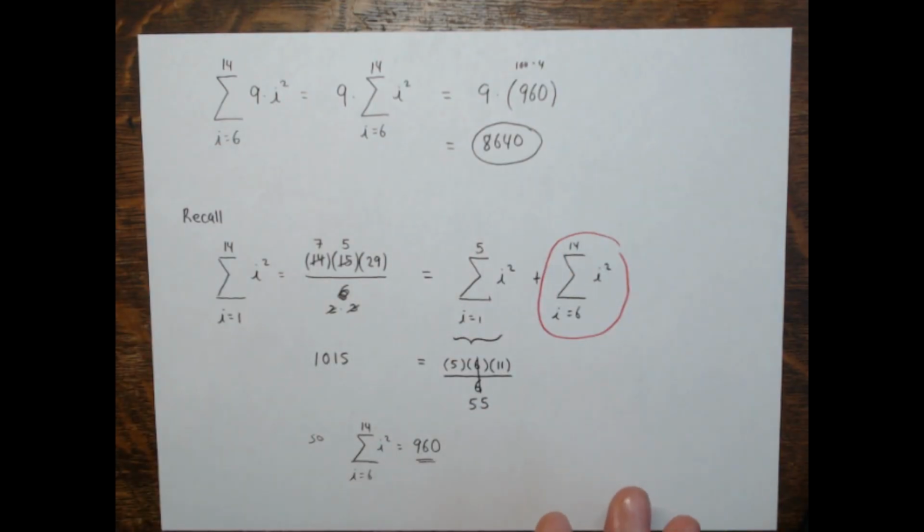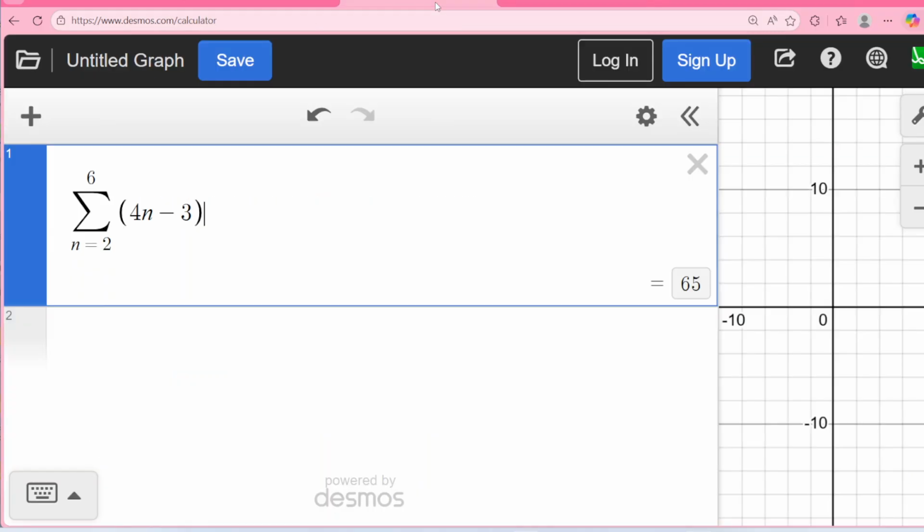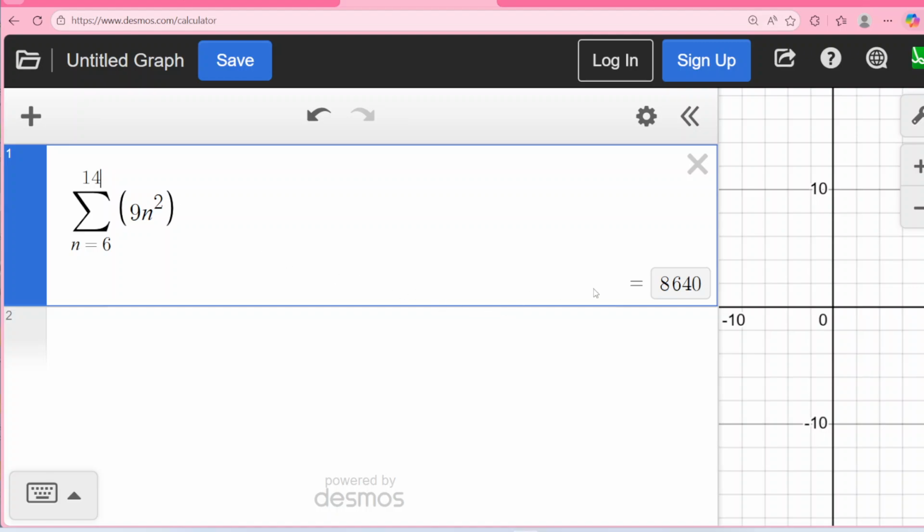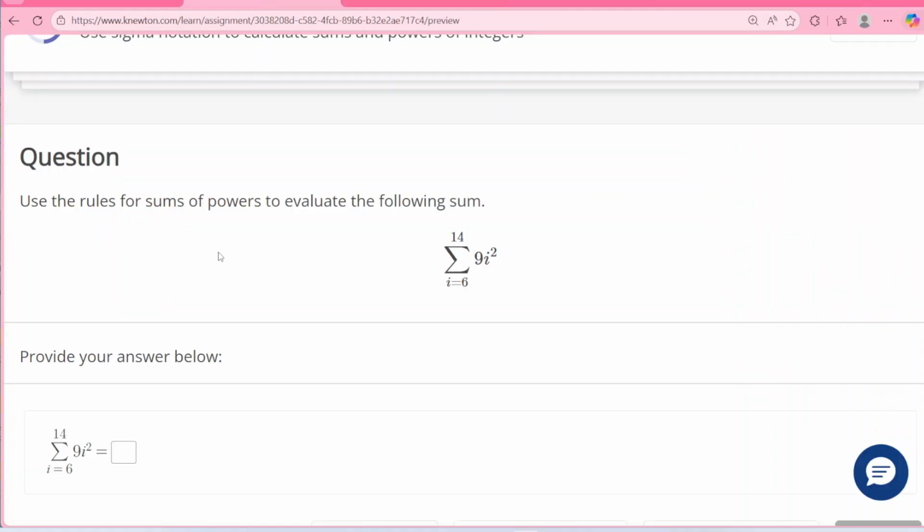Now, I really want to double check this just because of all the arithmetic that was going on here, just to be sure of myself. So I'm going to go to Desmos here and just type that in. We had 9, n, remember the index in Desmos is n when you type the word sum. So instead of 9i squared, I got 9n squared. And the lower limit on our index was 6. The upper limit on the index was 14. Yes, and it is correct. It verifies my answer earlier, 8,640.